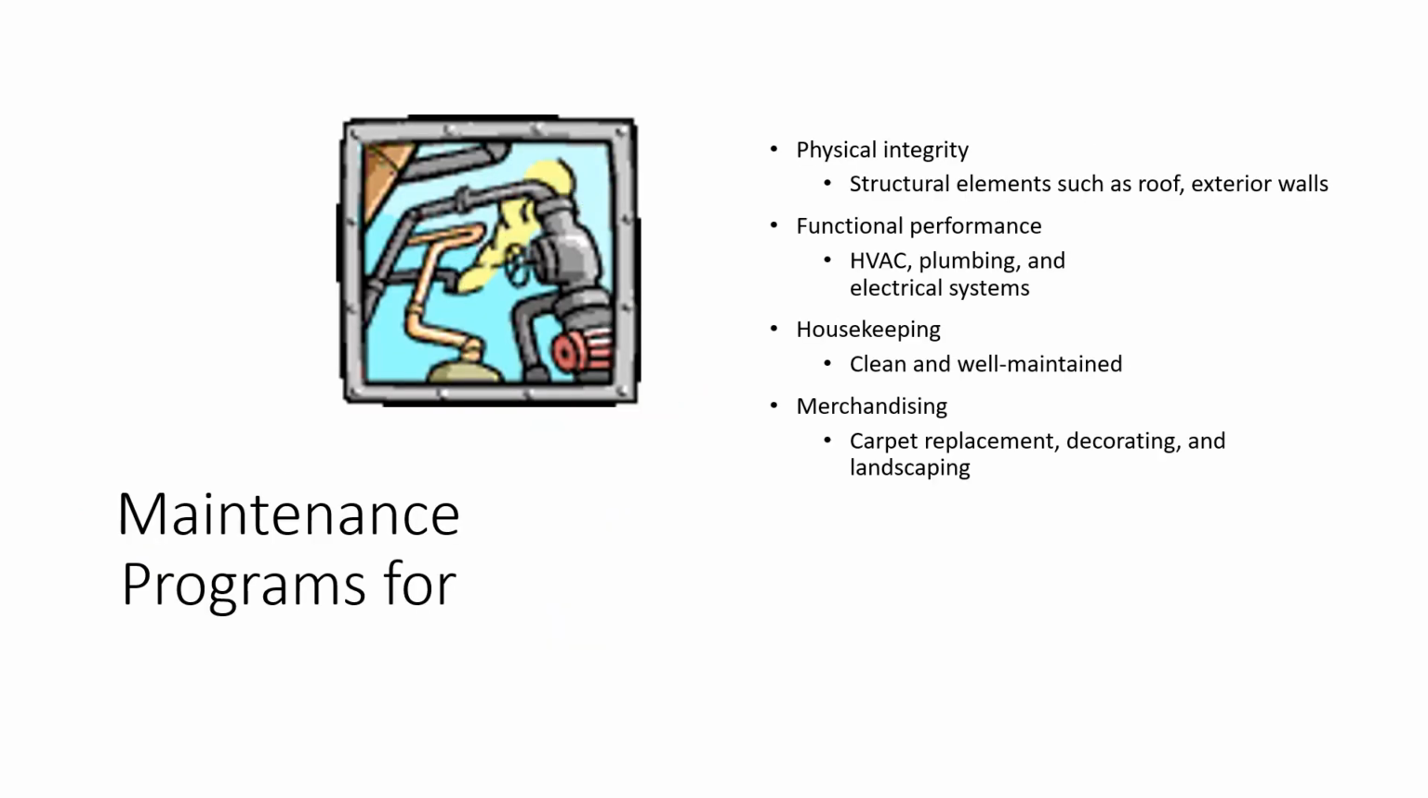Maintenance programs help to ensure physical integrity, such as structural elements like the roof and exterior walls; functional performance, HVAC, plumbing, electrical systems; house cleaning, clean and well maintained; merchandising, carpet replacement, decorating, and landscaping.